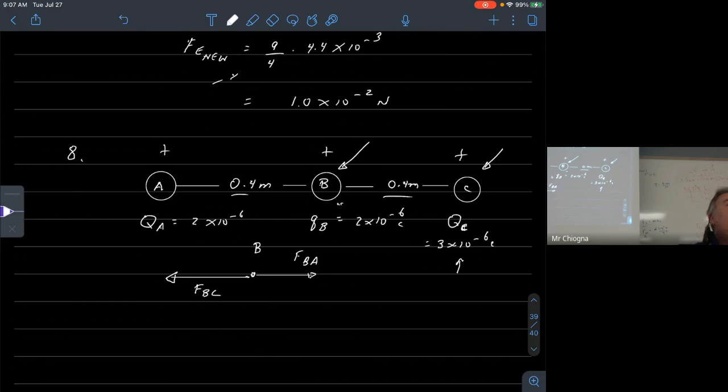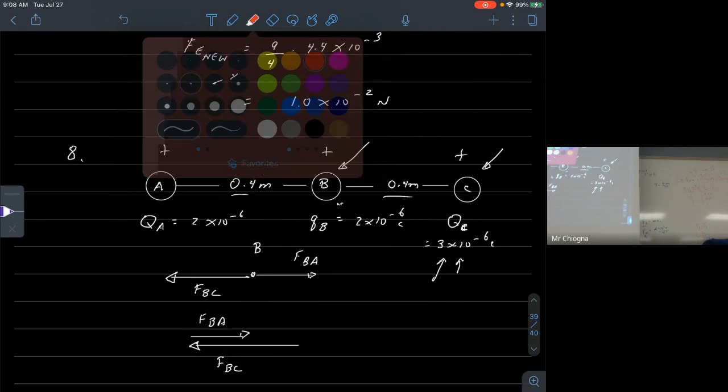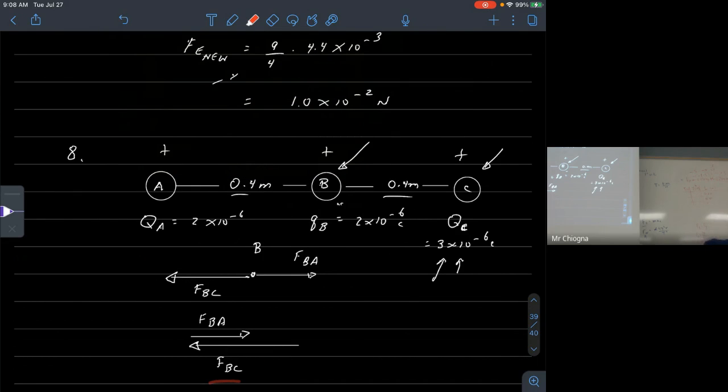I can't always guess that. Most of the time you have to do the calculation first, but I can tell just by looking at the size of the charge in C. It's bigger than A, therefore FBC is going to be bigger. Why is that important? Because when I connect these arrows tip to tail, my net force is going to be in the direction of the dominant FBC, to the left. That's my net force.